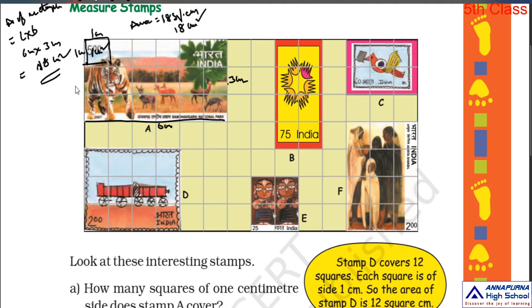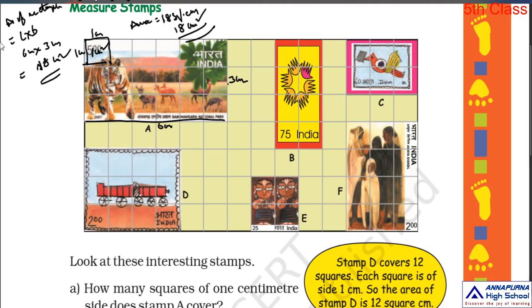Like that we can find by using the formula. But you are not expected to learn the definition of the term area. We had better develop the sense of the concept. Did you understand how to find the area? This is 1 square centimeter. How many such 1 square centimeters are there in this stamp A? 18. 1, 2, 3, 4, 5, 6, 7, 8, 9, 10, 11, 12, 13, 14, 15, 16, 17, 18. So like that we can say the area is 18 square centimeters.